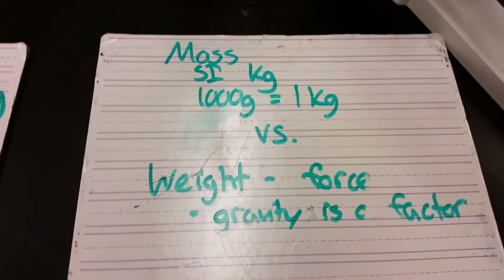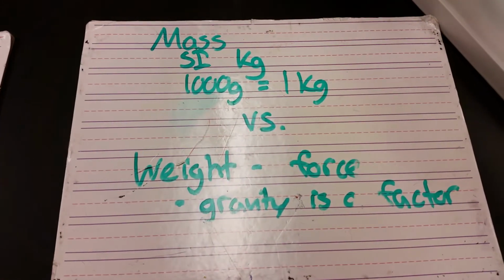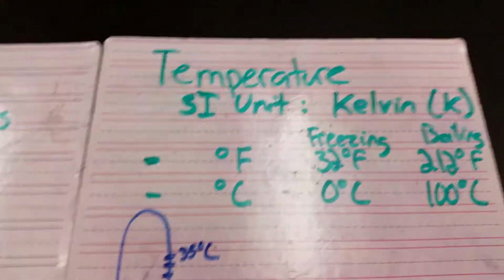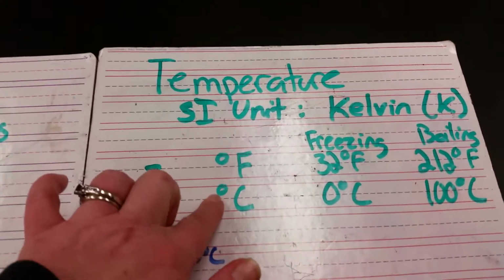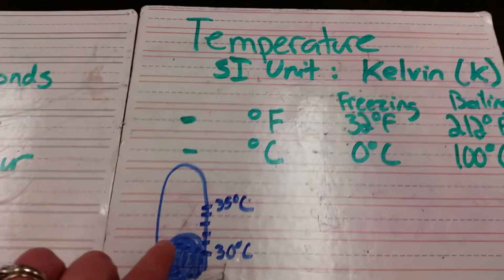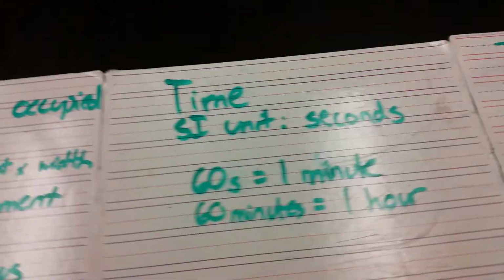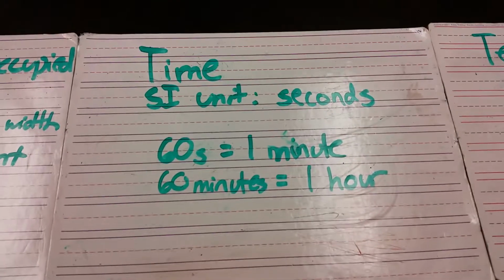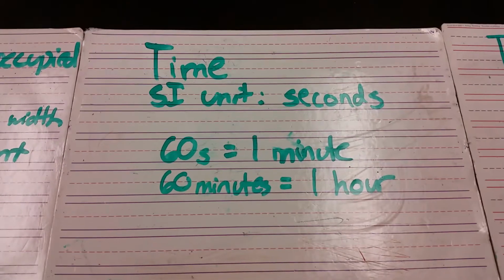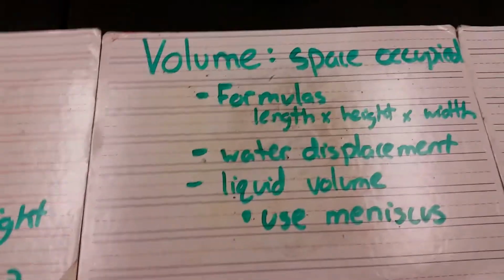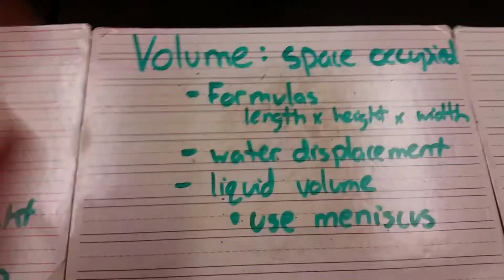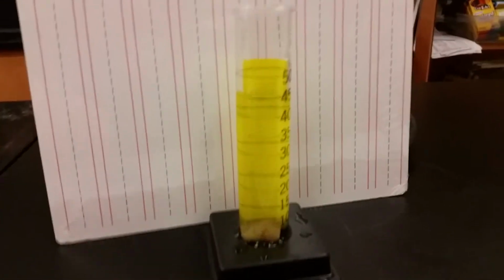So just to review, we had mass versus weight. Mass is not affected by the force of gravity. We have temperature. We traditionally will be using Celsius. Remember, we measure from the top of the curve on the thermometer. We have time, the standard unit being seconds, but we are familiar with seconds, minutes, and hours. Volume is the space occupied, which we'll either be using a formula or we'll be looking at a graduated cylinder where we're reading the bottom of the meniscus, the very bottom of the curve.